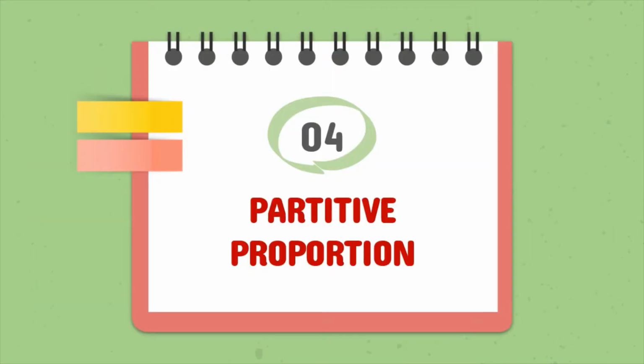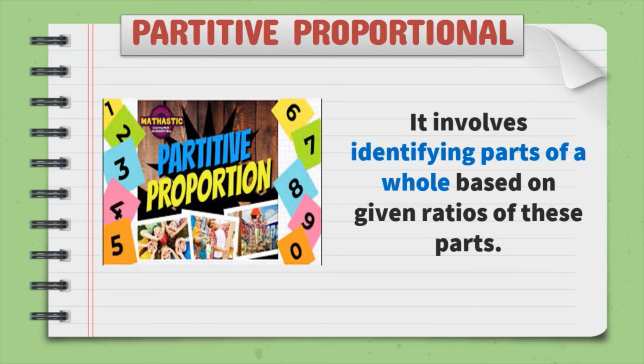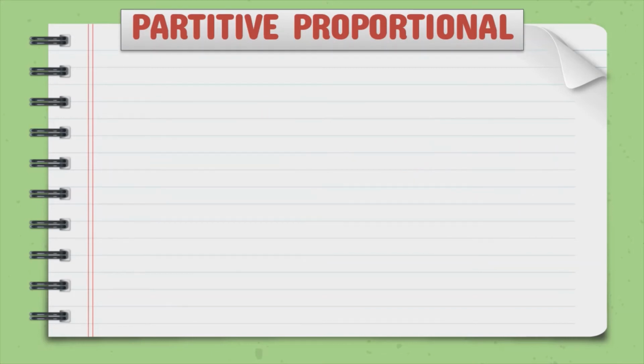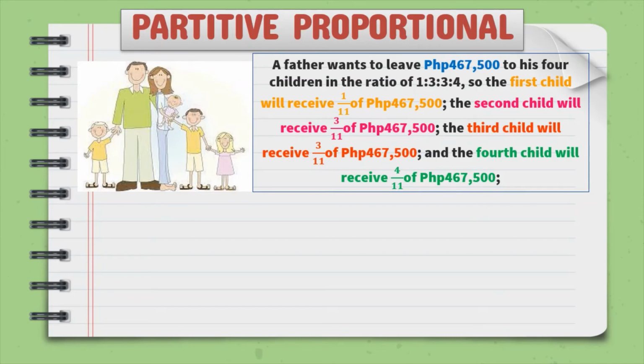How about partitive proportion? Partitive proportional, it involves identifying part of a whole based on given ratios of these parts. Okay, example, a father wants to leave 467,500 to his 4 children in the ratio of 1:3:3:4. So the first child will receive 1/11. So 11, meaning 1 plus 3 plus 3 plus 4, that is 11.